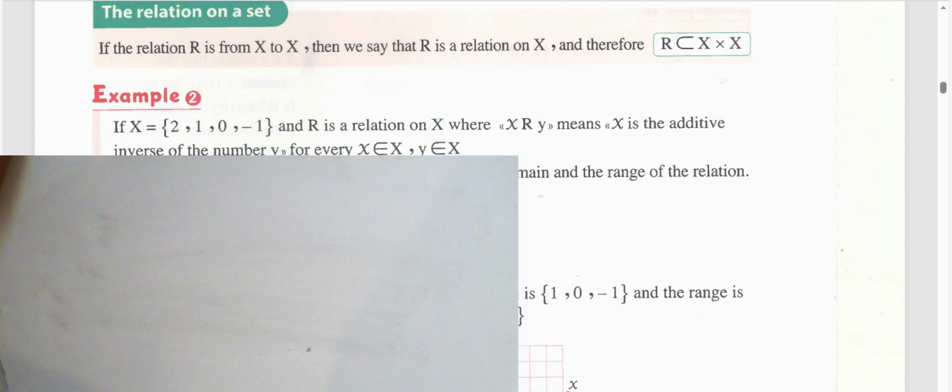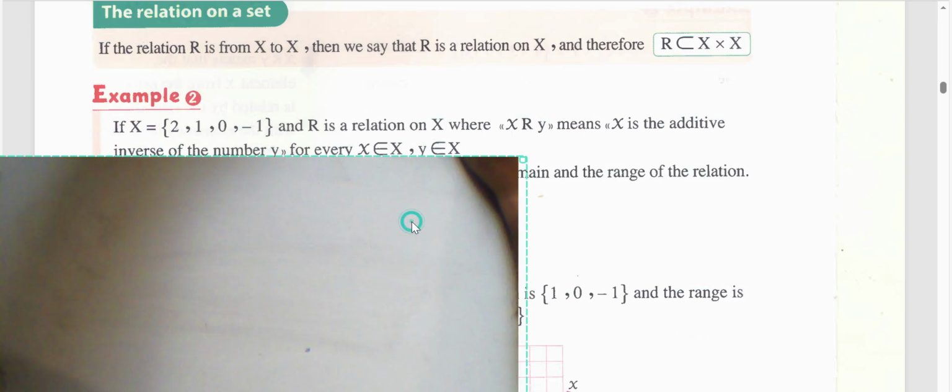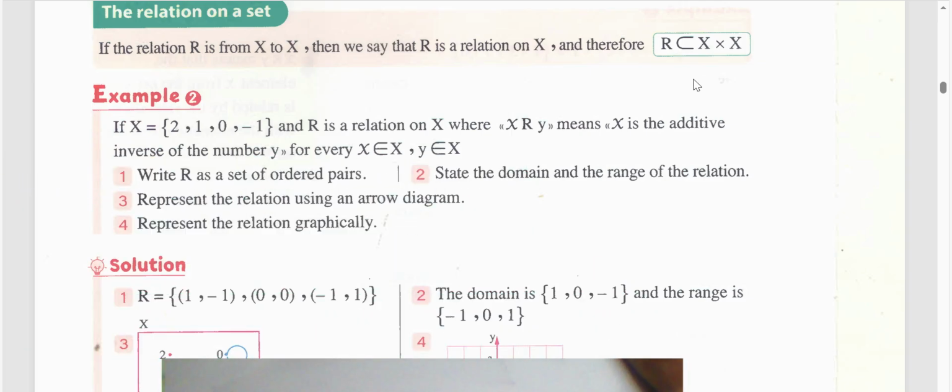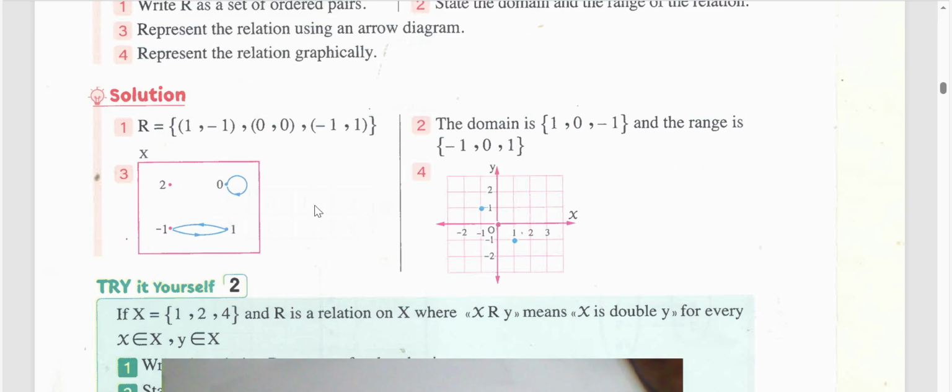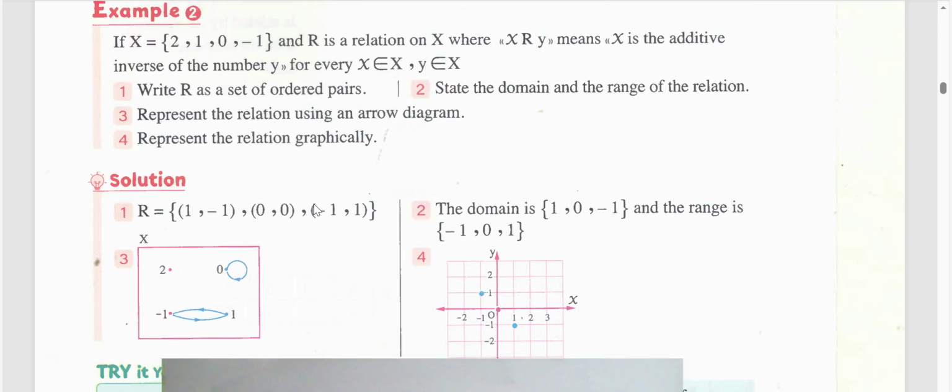Next question. Relation R from x to x, when we say R is a relation on x to x, therefore R is a subset of the Cartesian product of x with itself. It means x is the additive inverse of the number. Additive inverse, like 1 and negative 1, 0 is 0, negative 1 and 1. In the domain we can find first 1, 0 and negative 1, and the range negative 1, 0 and 1 of the relation.